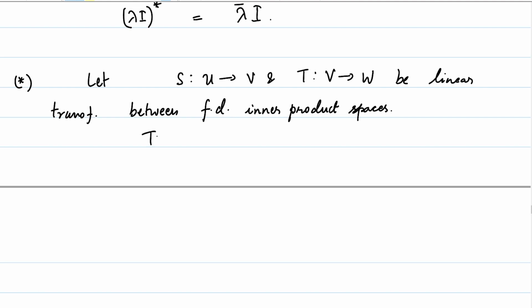So we can talk about TS and the adjoint of that. Again, we're going to do the same trick here. We will look at TS, which is a map from U to W, and TS star will be a map from W to U. So this is just going to be equal to the inner product of U and TS star W. This is what we are interested in.